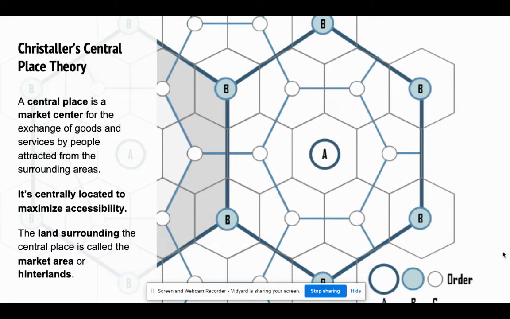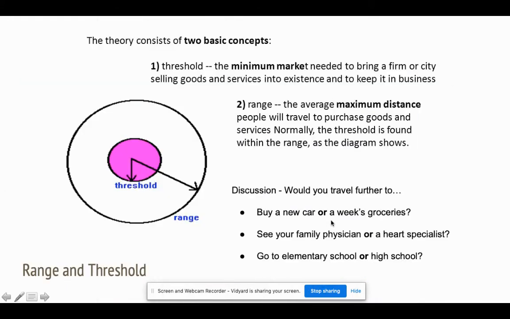Goods are things that you buy that are tangible products. Services are things that you buy that you can't necessarily touch. So an example of a service would be like a haircut. And so how those different cities interact with each other. So the central place obviously is located in the center of a city. And the purpose of that is to maximize accessibility, to make sure that as many people can get those services and goods as possible. The area that is surrounding the central place is referred to as the market area or the hinterlands.